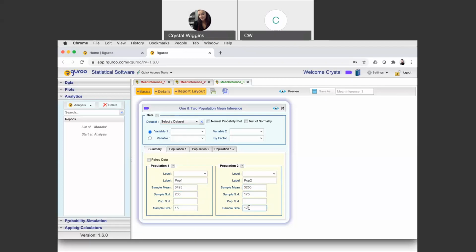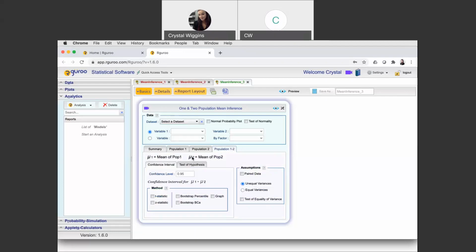Heading over to population 1, 2, we're on the confidence interval tab. It's a 95% confidence interval. We are using a t-test statistic, and we are assuming that the variances are equal.